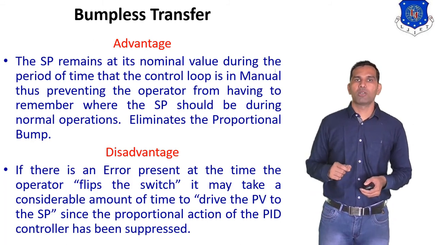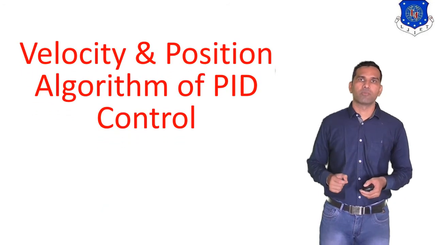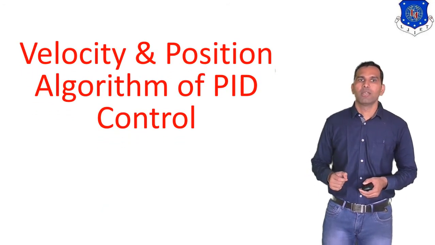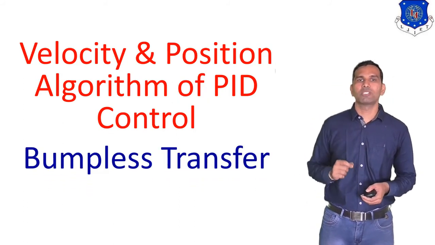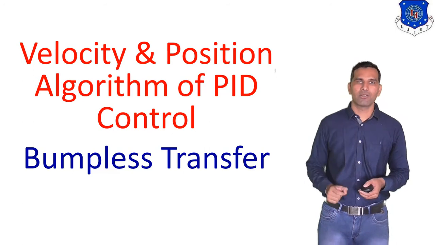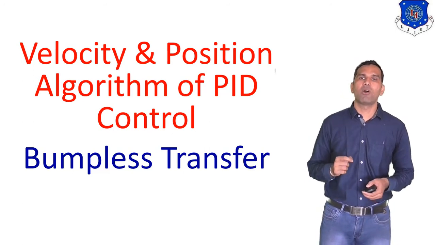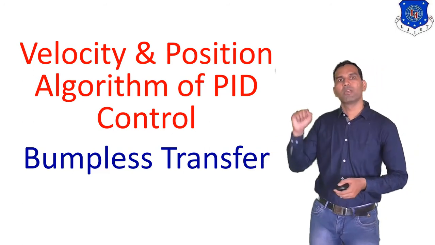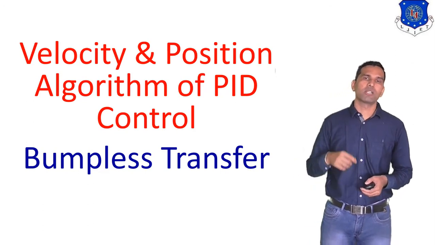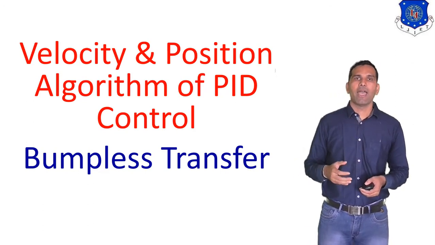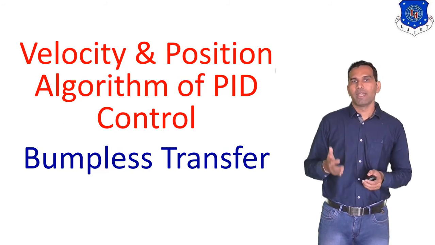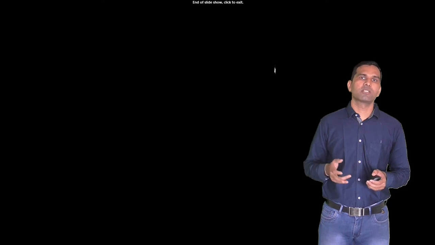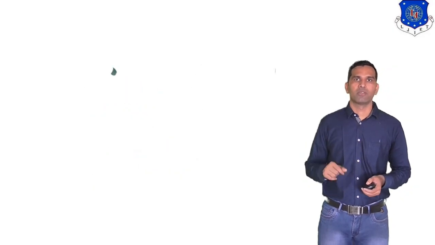So here we discussed the advantages and disadvantages of the second control system. In this lecture we discussed the velocity and position algorithms of the PID controller, and then we discussed Bumpless Transfer and how it works. We discussed what Bumpless Transfer is and how we can control the effect of a bump in the control system. That means we discussed two control systems.